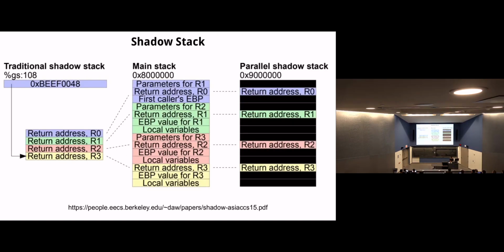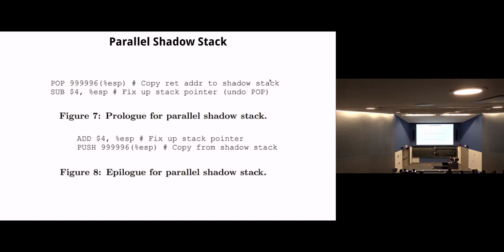That's why there is a parallel shadow stack, a similar idea, but with this approach, we can have simpler instructions. So you can see the prologue for this can be much simpler, just 2 instructions. This will be the prologue, so this is at the very beginning of the function. So ESP points to the return address.